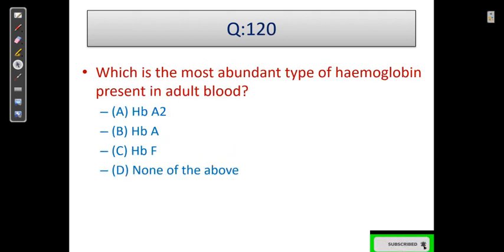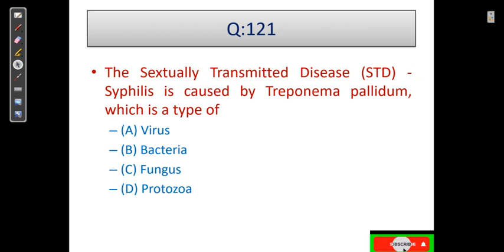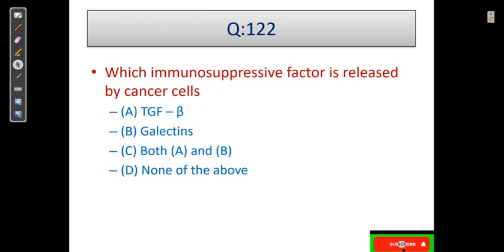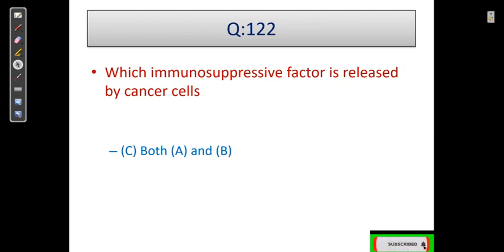Which is the most abundant type of hemoglobin present in adult blood? Hemoglobin A2, hemoglobin A, hemoglobin F, none of the above. So correct answer is hemoglobin A. Sexually transmitted disease syphilis is caused by Treponema pallidum, which is a type of virus, bacteria, fungus, protozoa. The correct one is bacteria. Which immunosuppressive factor is released by the cancer cells? TGF-beta, galectins, both A and B, none of the above. The correct answer is both.